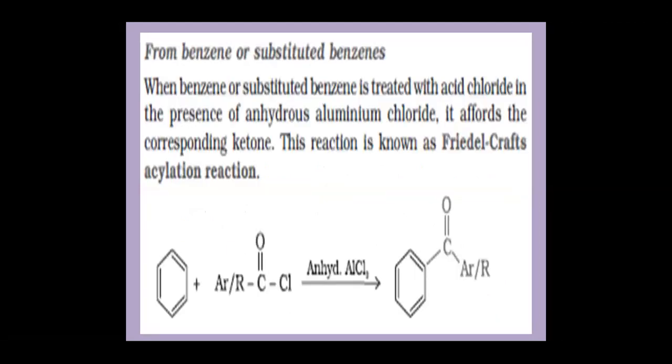From benzene or substituted benzene: when benzene is treated with an acid chloride in the presence of anhydrous aluminium chloride, it gives aromatic ketones. This reaction is known as Friedel-Crafts acylation reaction.